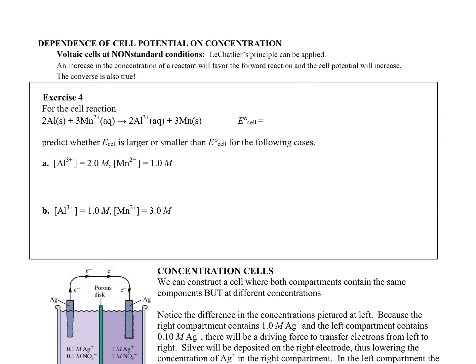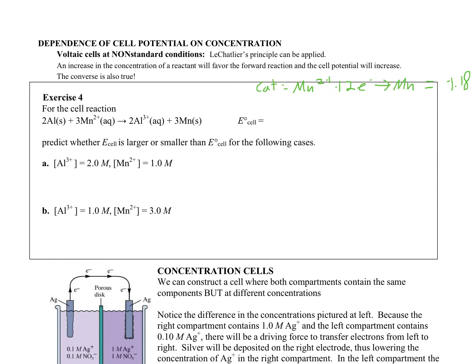So for our cell at standard conditions, I look up my two half reactions. I look up the one for my cathode, which is the one that got reduced. Manganese went from +2 to 0, so that must be it: Mn2+ plus 2 electrons makes Mn. I look that one up on my cell potential table, and I find that to be a negative 1.18.